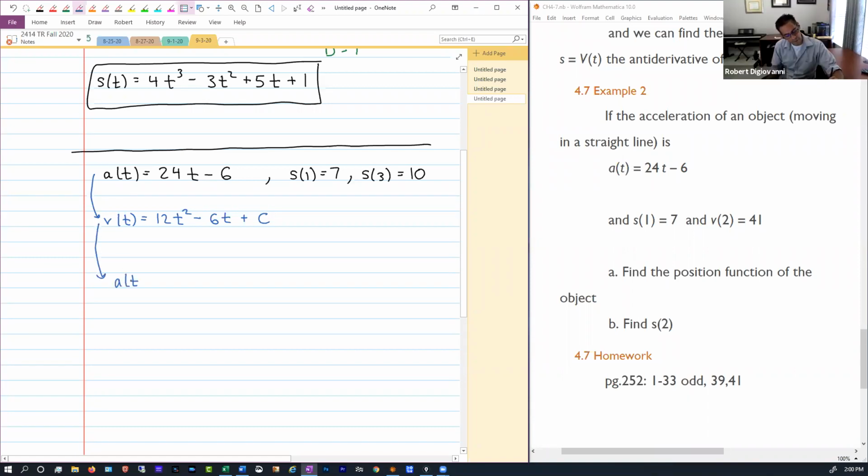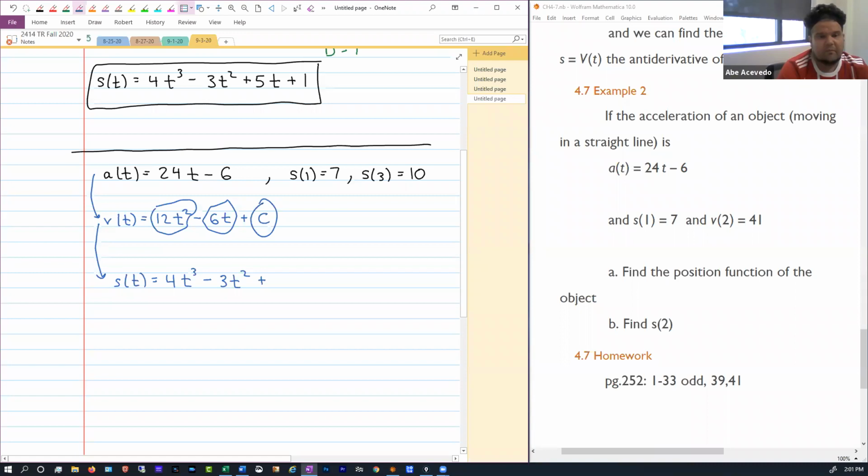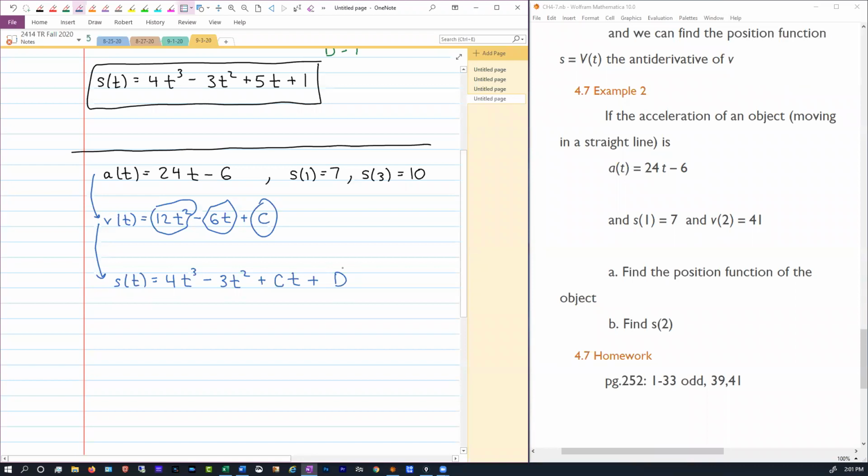The antiderivative of this would be a position. Our position function would be, doing the power rule, 4t cubed, and the antiderivative of this should still be 3t squared. But now, what's the antiderivative of C? C is a constant, so CT. And then plus the constant from the antiderivative we just did, which we'll call D.